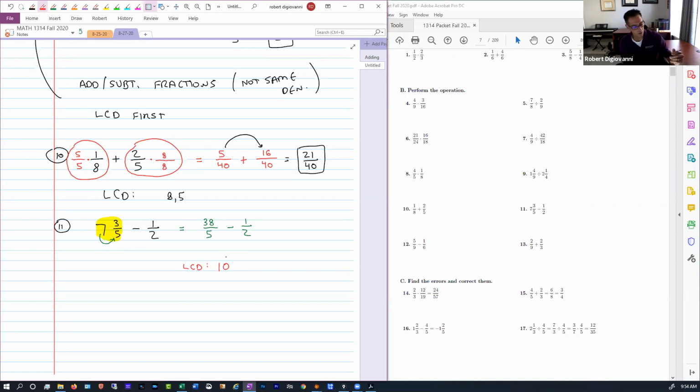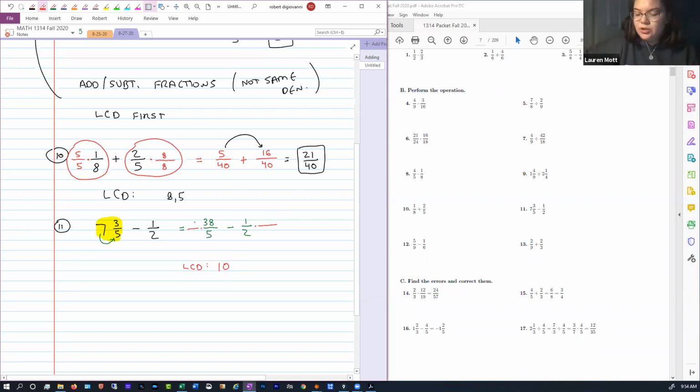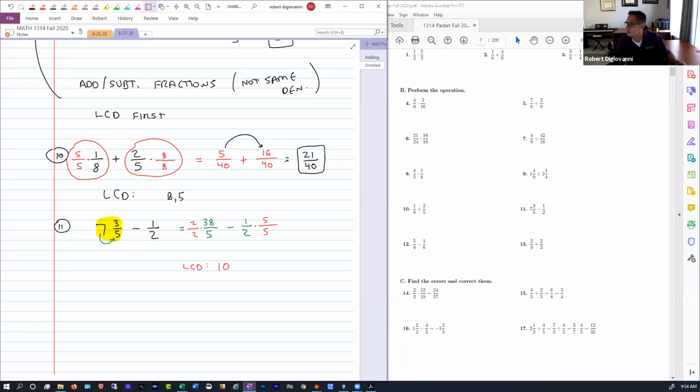So, all right, so Lauren, we're going to have to turn these things into tenths. So we're going to have to multiply the first fraction by something, second fraction by something. So Lauren, do you know what we're going to use there for the first one? Yeah, the first one's going to be 2 over 2, and the next one's going to be 5 over 5. Good, okay, perfect. And now we do the multiplication. So we'll move on to the next contestant.